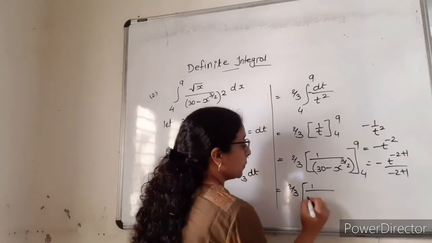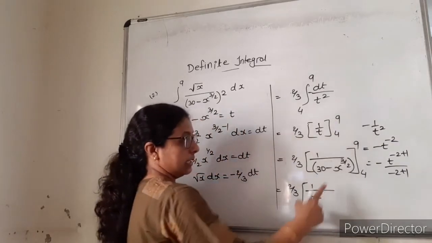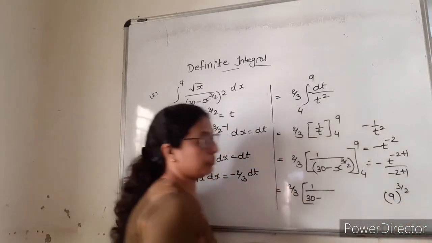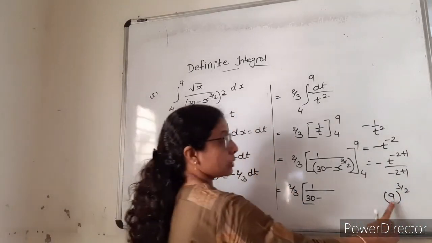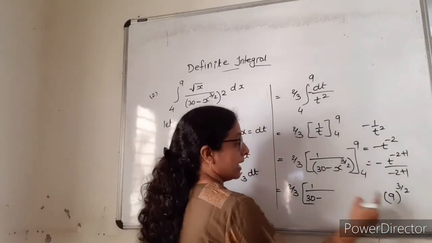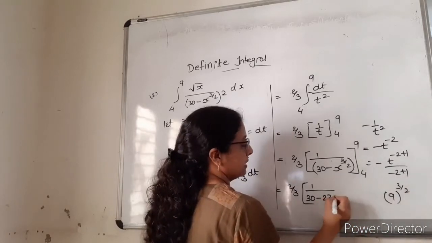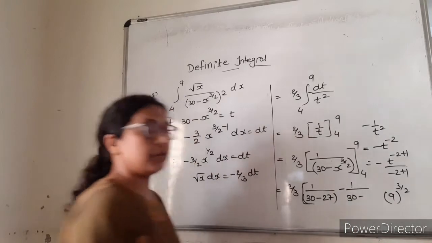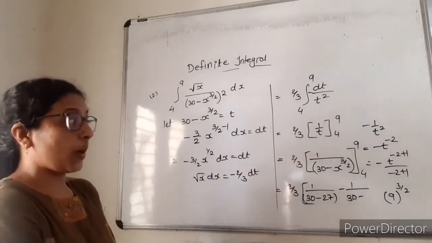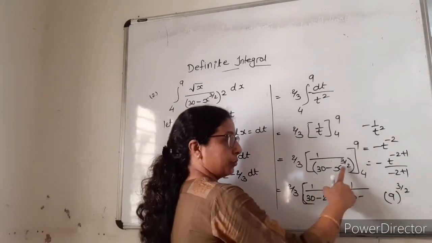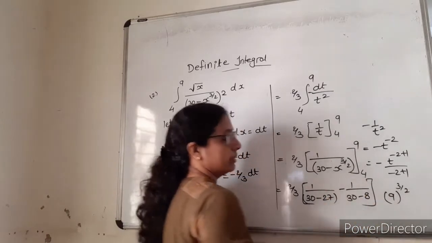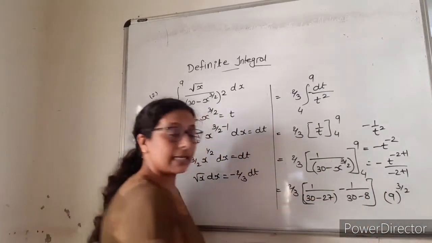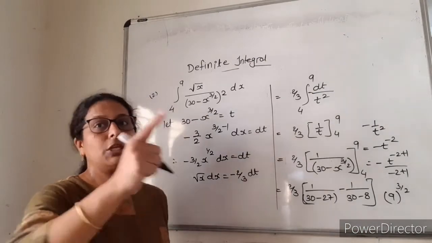So 1 upon 30 minus, if you write here 9 raised to 3 by 2, you know what it is? First you find the square root, that is 3, and then cube, that is 27. Minus 30 minus first 4. 4's square root is 2, cube is 8. Understood or not? How do we do raised to the power 3 by 2? First square root, then cube.